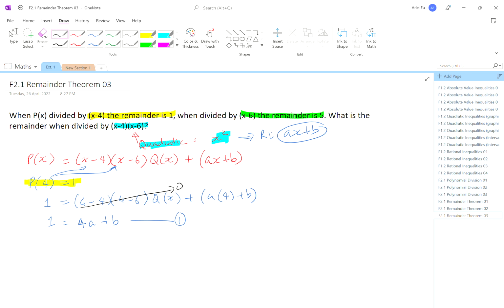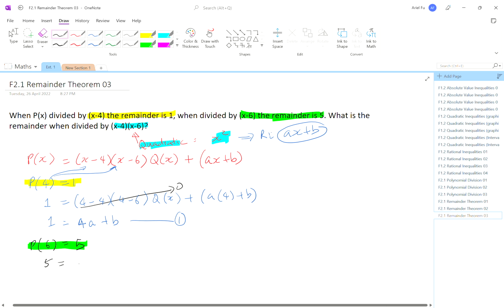Now let's look at the second equation. The second equation says that p of 6 equals 5. We got p of 6 equals 5 because when it's divided by x minus 6, the remainder is 5. That means if I go back to the original polynomial and substitute x equals 6 wherever I see it, I'm going to get 5. So 5 equals 6 minus 4 times 6 minus 6 times some sort of quotient, plus a times 6 plus b. Now 6 minus 6 is 0, which means everything here becomes 0. So 5 equals 6a plus b.